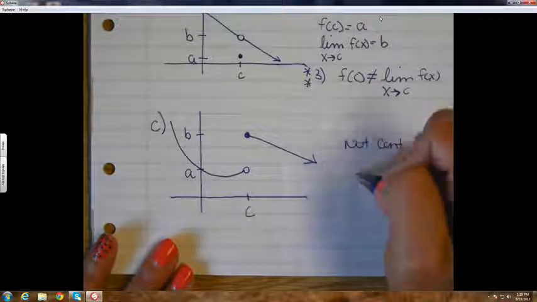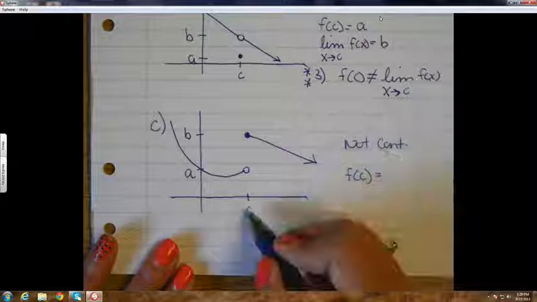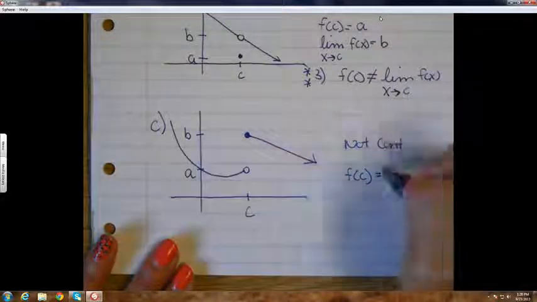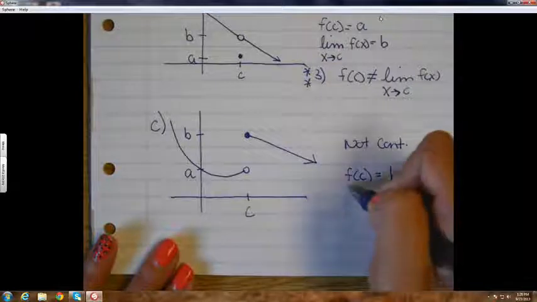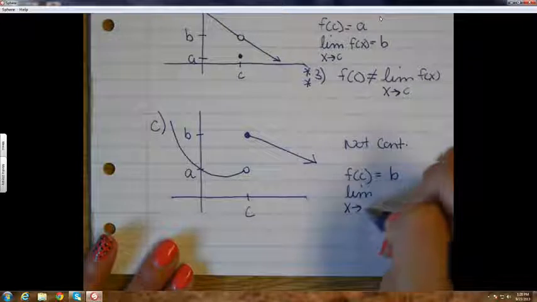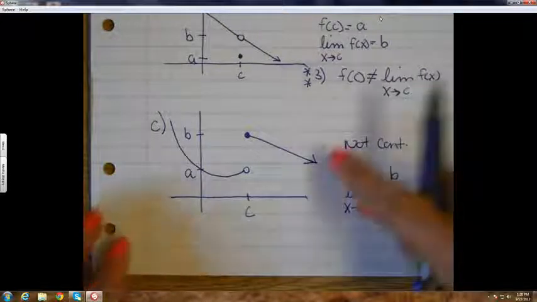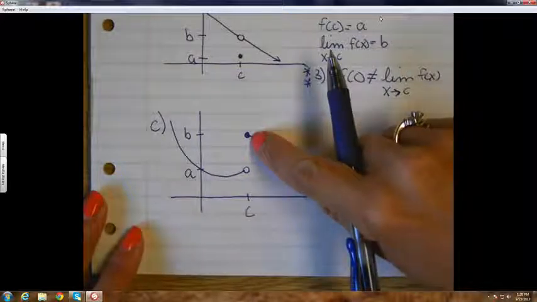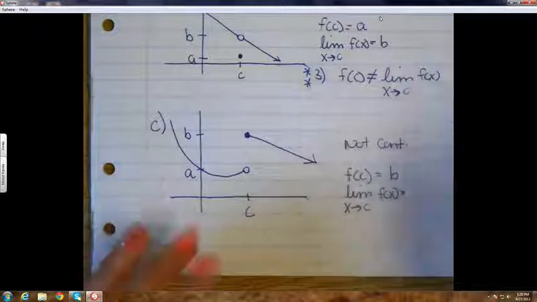So first of all, does f of c exist? Oh, it has a point here at b. So f of c does exist, it equals b. Does the limit exist? If it does, what is it? Well, as I approach from the right, I get close to b. As I approach from the left, I'm getting close to a. So the limit does not exist.